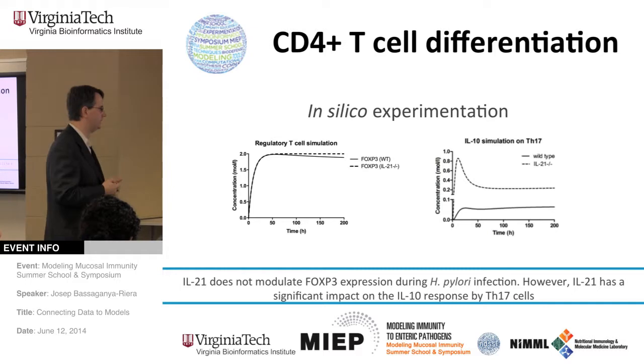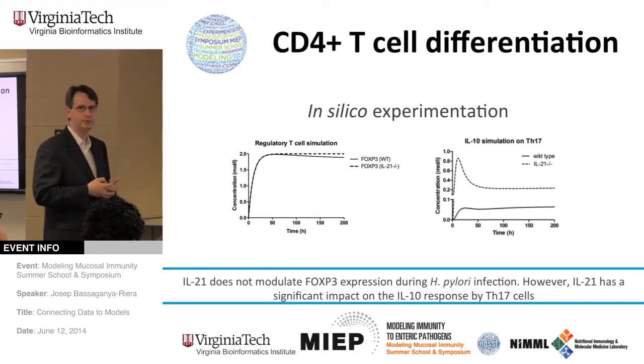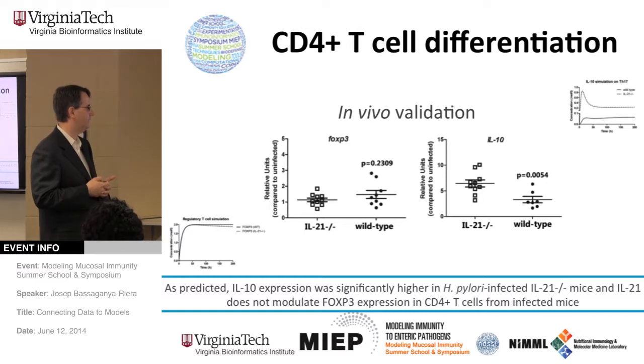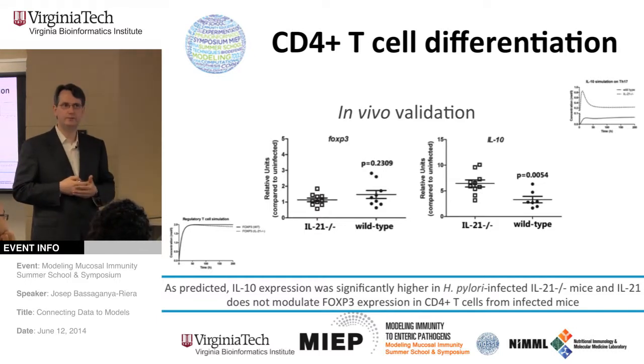And what we found interesting was that IL-21 did not modulate FOXP3 expression during H. pylori infection. However, IL-21 had a significant impact on the IL-10 response by Th17 cells. In other words, our model predicted that IL-10 would be upregulated in the IL-21 knockout system, but there would be no differences in FOXP3. We then ran a follow-up experiment to validate this data, and FOXP3 was not changed, at least not statistically. That is the graph on the left. On the right, we have a significant difference between wild-type and IL-21 knockout mice in terms of increased IL-10 production.